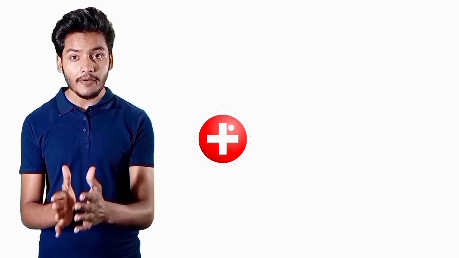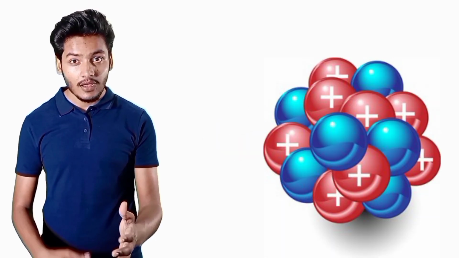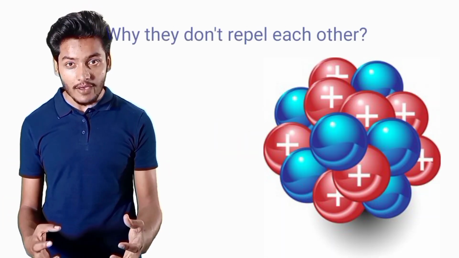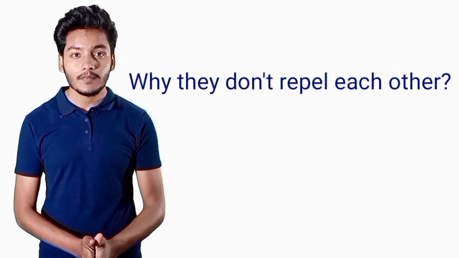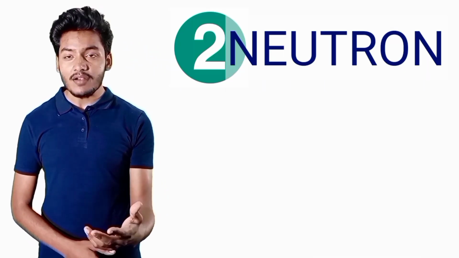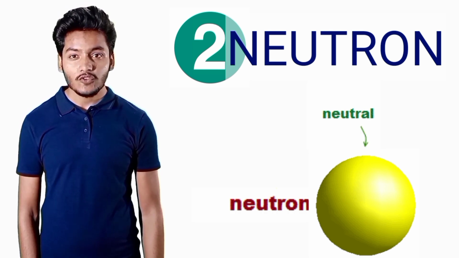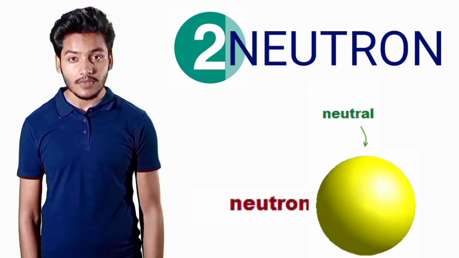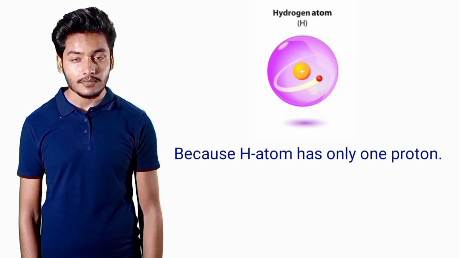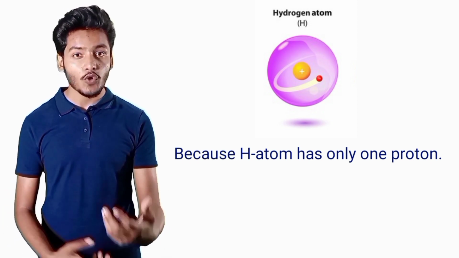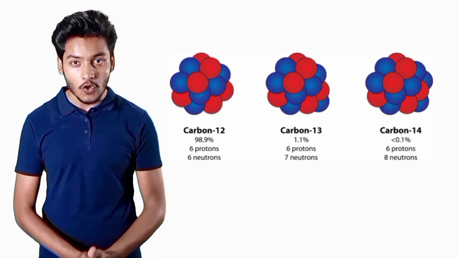Here I have an interesting question for you, and that is why protons live together in the nucleus even if they all have the same charge, and that is positive. The second main particle of an atom, which is electrically neutral, is called neutron. Neutrons are present in every atom except hydrogen atom. And we can explain the phenomena of isotope with the help of neutron.